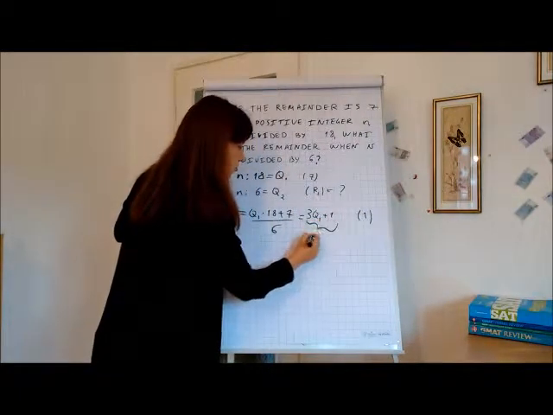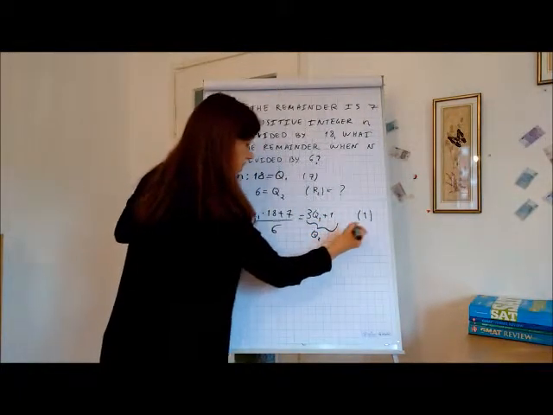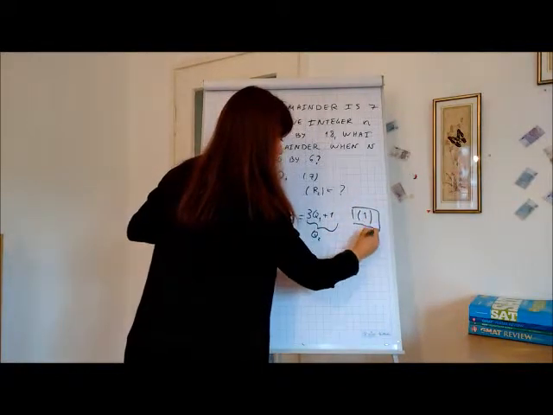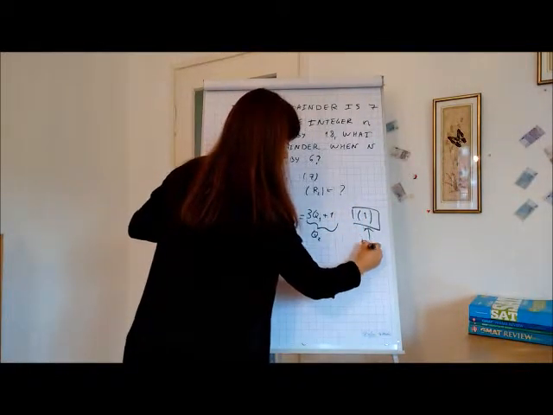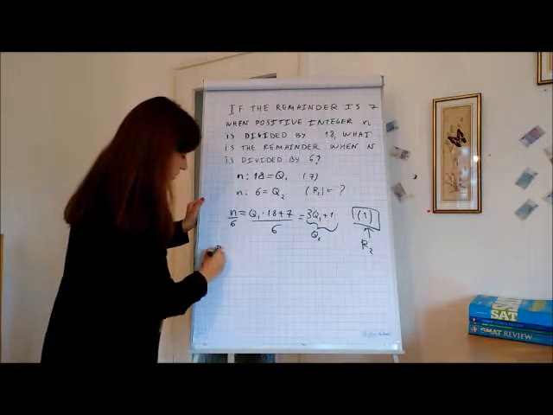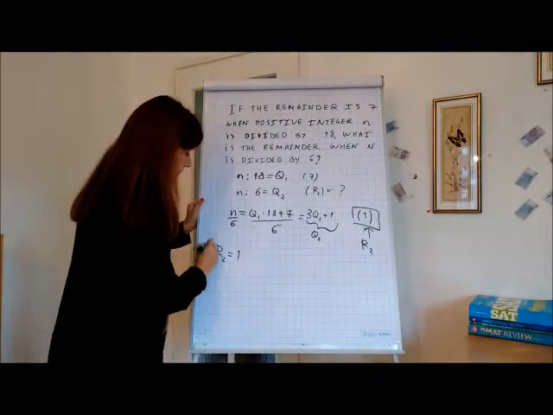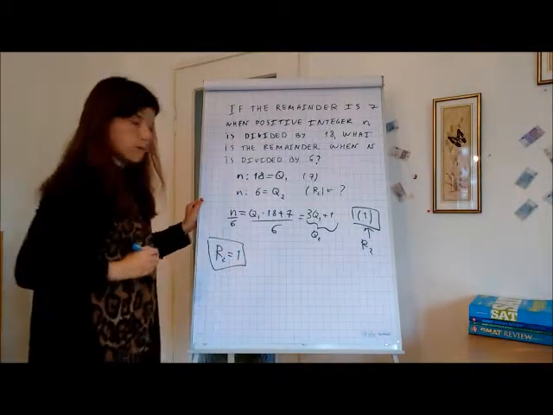And this is your new quotient. This is q2. This is your remainder r2. So from here we can say r2 is equal to 1. And this is the number that we're looking for.